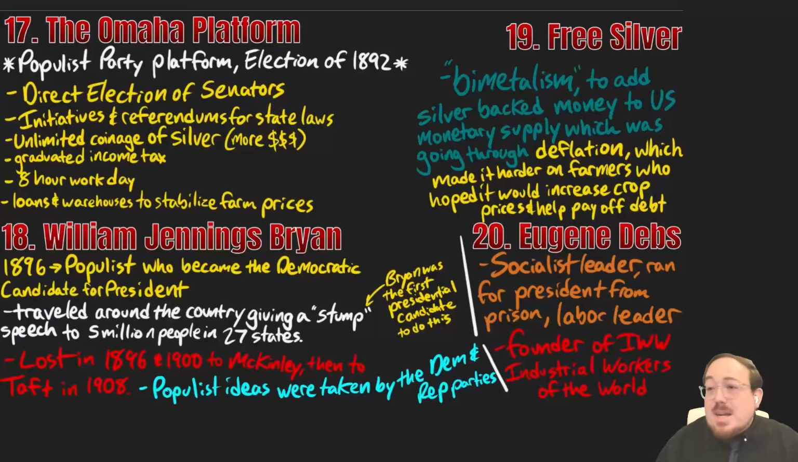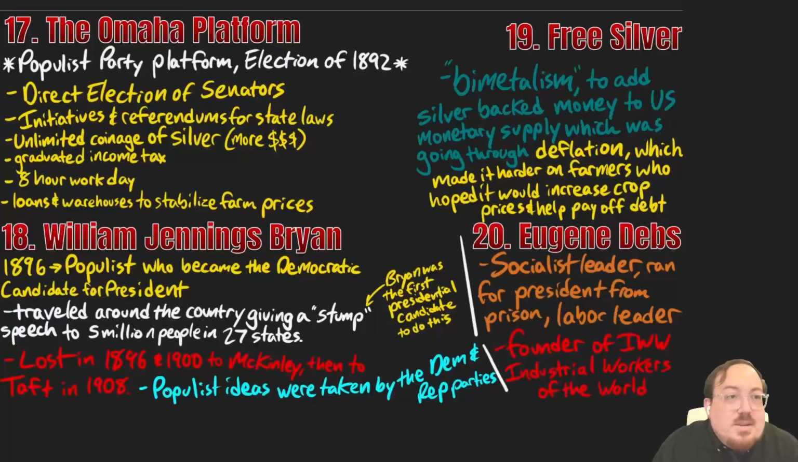And a graduated income tax basically means the richer you are, the more money you pay in taxes. And so, this idea that people like Rockefeller and Carnegie and these rich and powerful people should pay more in taxes is one of the things that they push for. They also are pushing for an 8-hour workday, again, trying to appeal to the workers.